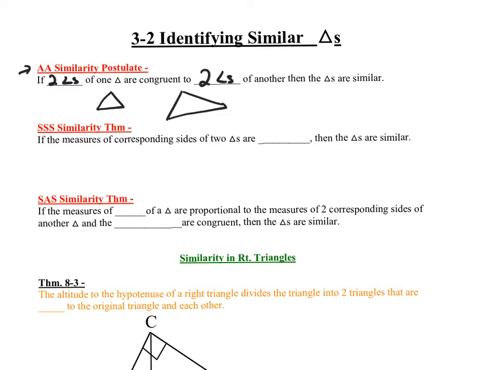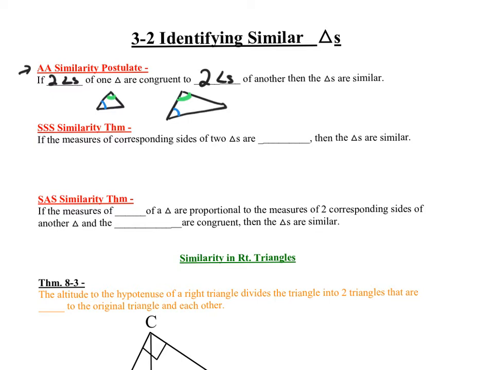And what this postulate is saying is that if that angle is equal to this angle, and that angle is equal to that one, then the triangles are similar. We just need two pairs of the angles to match up.